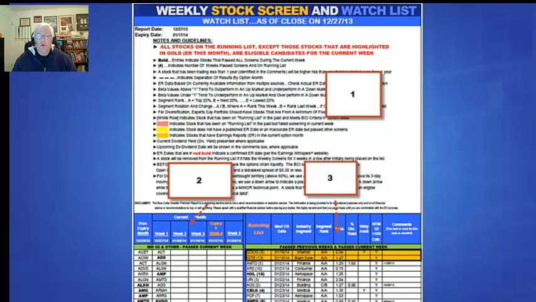Section 2 to the left will show you all the stocks that were eligible starting the week before this particular contract began and each week of that particular contract. Section 3 is our running list or our watch list. I consider this the most important part of the report.